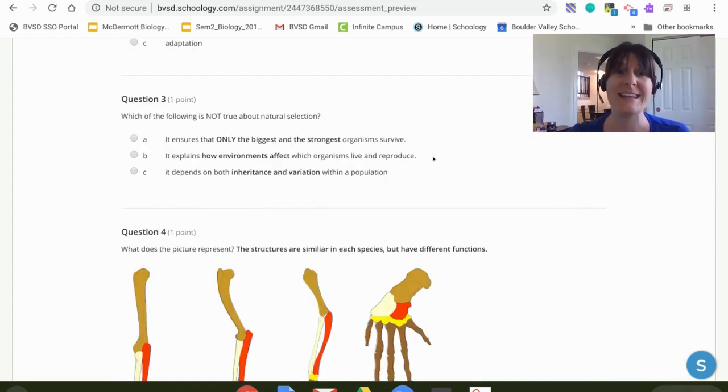Question 3. Which of the following is not true about natural selection? A. It ensures that only the biggest and strongest organisms survive. B. It explains how environments affect which organisms live and reproduce. C. It depends on both inheritance and variation within a population.